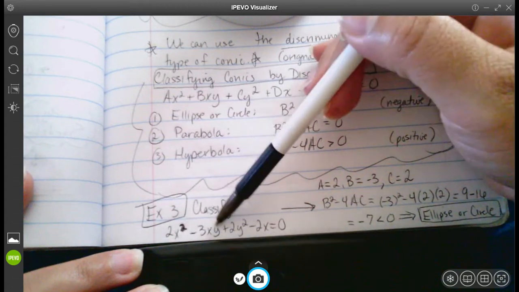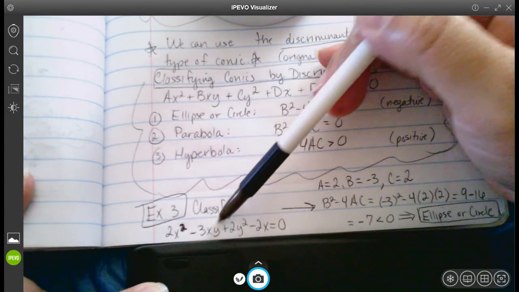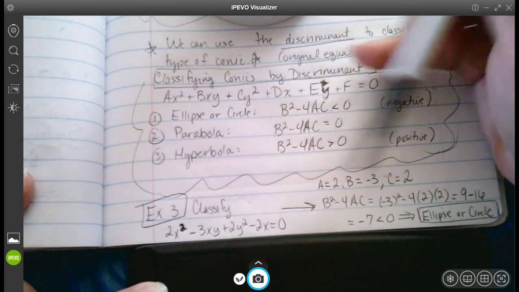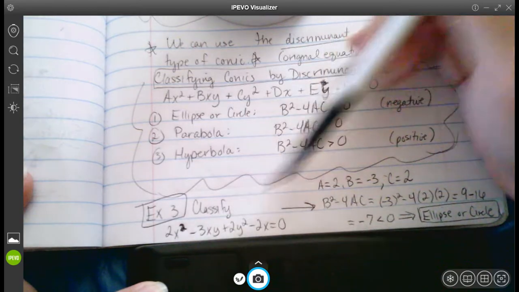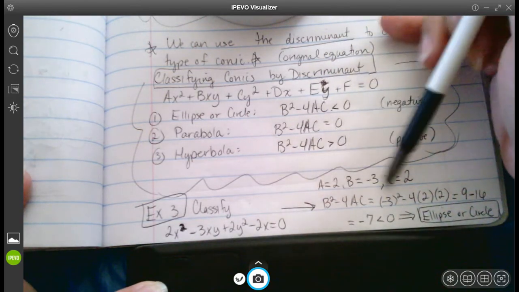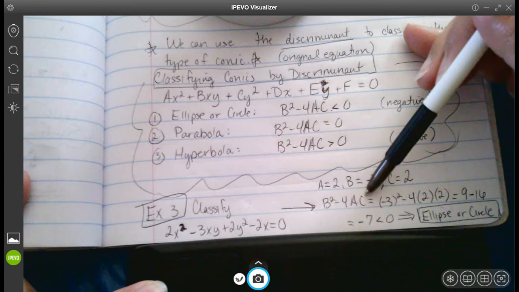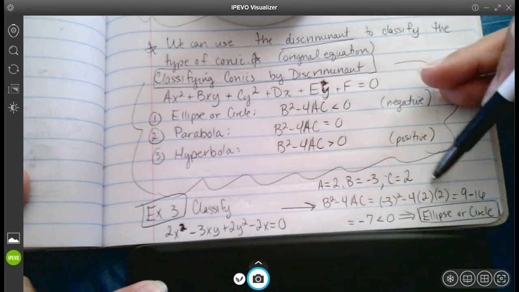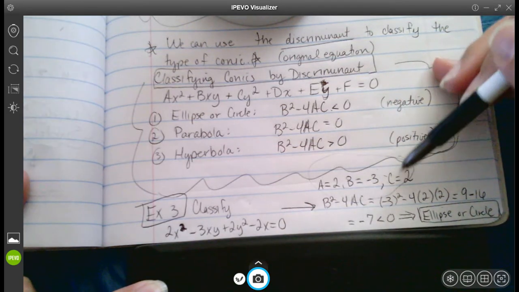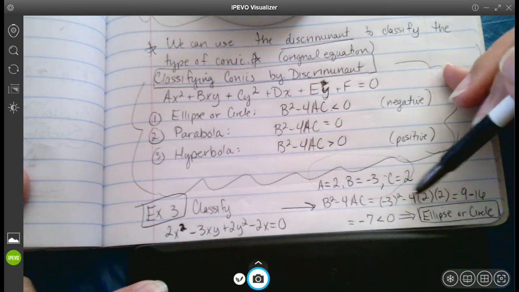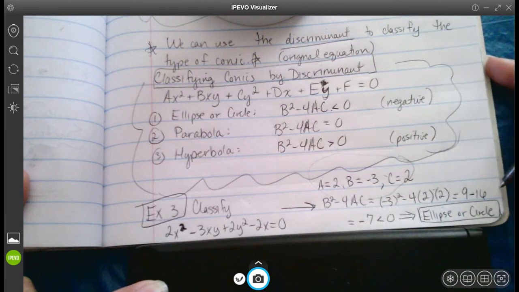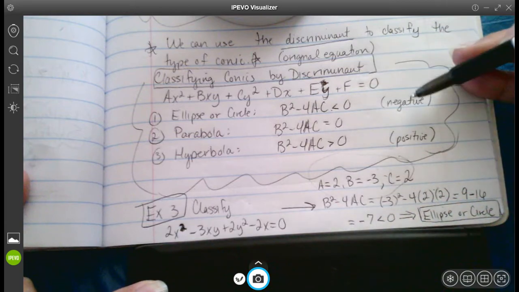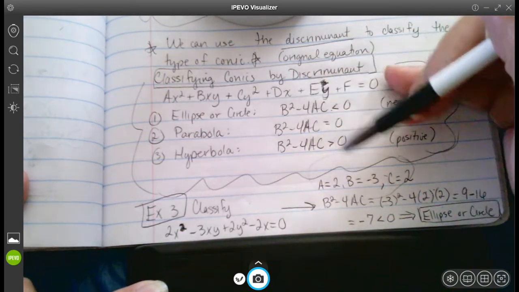It says classify this guy. So we have 2x squared minus 3xy plus 2y squared minus 2x. We just find the a, b, and the c. So a is 2, b is -3, and c is 2. Plug them in. So we get b squared minus 4ac, -3 squared minus 4 times 2 times 2. You're just plugging in these values here. And that's going to give us 9 minus 4 times 2 times 2 is 16, which gives us -7, which is negative, right? So it's going to be an ellipse or a circle.